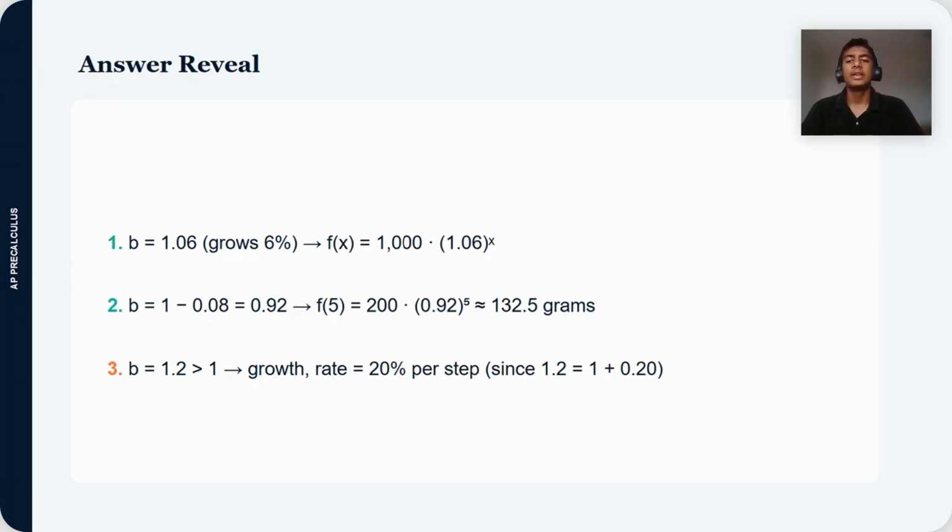Okay, here's how to break these down. Number one, grows 6%, so b is 1.06. The model is 1000 · 1.06^x. Number two, decays by 8%, or exponential decay. So b is 0.92. And plugging in 5 gives about 132.5 grams remaining. Number three, b is 1.2, which is bigger than 1. So it's exponential growth. And since 1.2 equals 1 + 0.2, the rate is 20% per step. If you got all three, you got the core skill down.